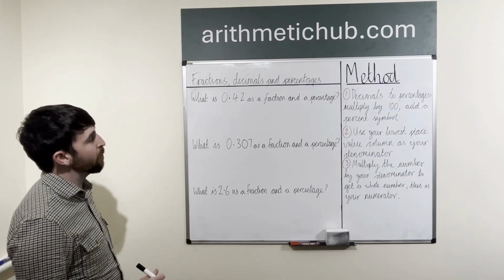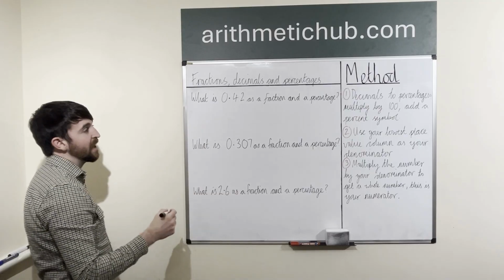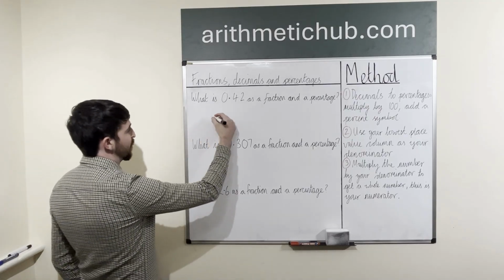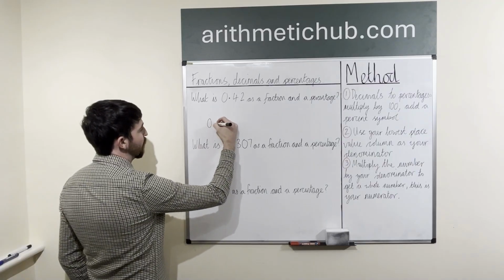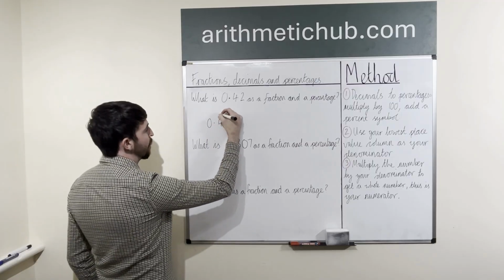So what is 0.42 as a fraction and a percentage? Let's start off by converting it into a percentage. The way we convert it to a percentage is we do 0.42 and then we're going to multiply it by 100.